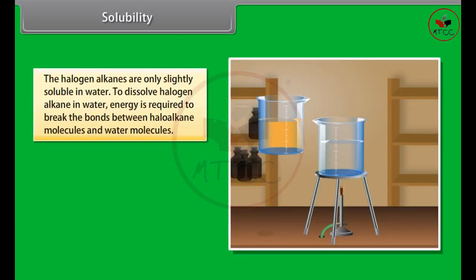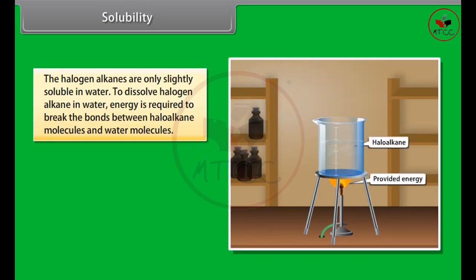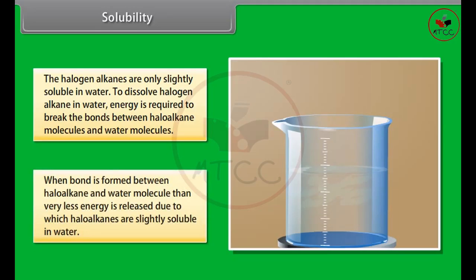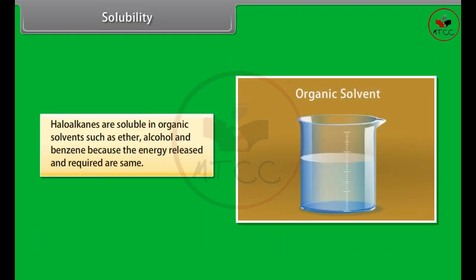The haloalkanes are only slightly soluble in water. To dissolve haloalkane in water, energy is required to break the bonds between haloalkane molecules and water molecules. When bonds are formed between haloalkane and water molecules, very little energy is released, due to which haloalkanes are slightly soluble in water. Haloalkanes are soluble in organic solvents such as ether, alcohol and benzene because the energy released and required are the same.